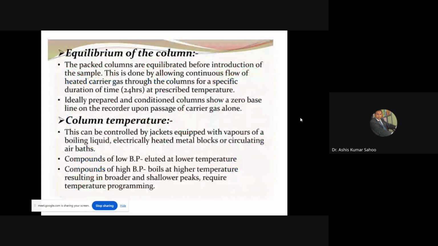Equilibrium of column. The packed columns are equilibrated before introduction of the sample. This is done by allowing a continuous flow of heated carrier gas. Column temperature: compounds of low boiling point are eluted at lower temperature, and compounds with higher boiling point at higher temperature. So we should maintain the column temperature depending upon the mixture.